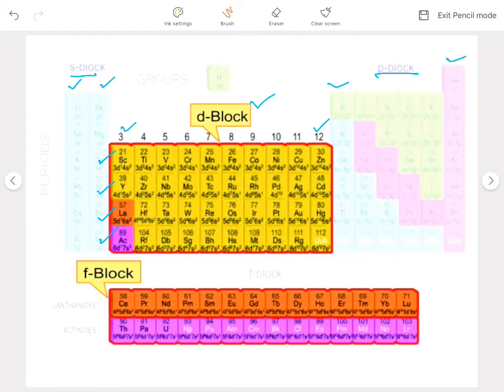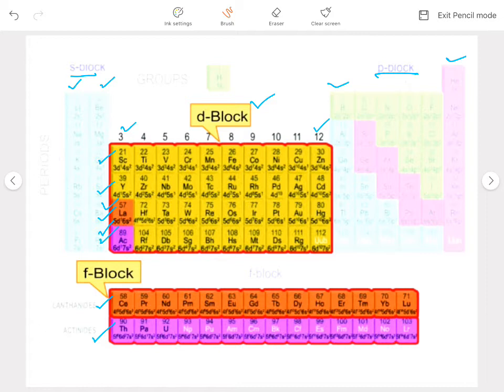Now, within the transition elements, there are 2 series of F block elements which start from lanthanoid and actinoid, but are placed separately below the periodic table as lanthanoids and actinoids. So these are F block elements and their position is in between the D block elements. That is why these are known as inner transition elements. So D block are transition elements and F block is inner transition elements.